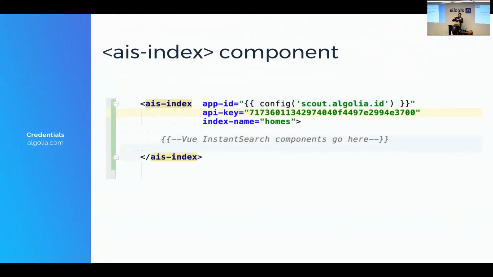That would be the app ID that you can find in the configuration. And here, the API key, it's not the same as the one we saw before. In your backend, you will use the admin API key because you need to write data into your indexes. And in the front end, it's the search-only API key because it will be sent to all your clients. You should never send the admin API key, of course. And then the index name. And every Vue.js component must be nested under AIS index.